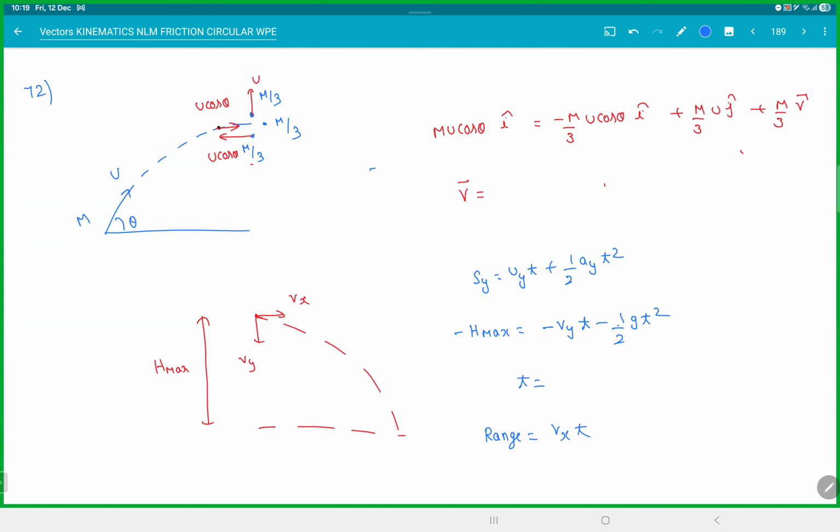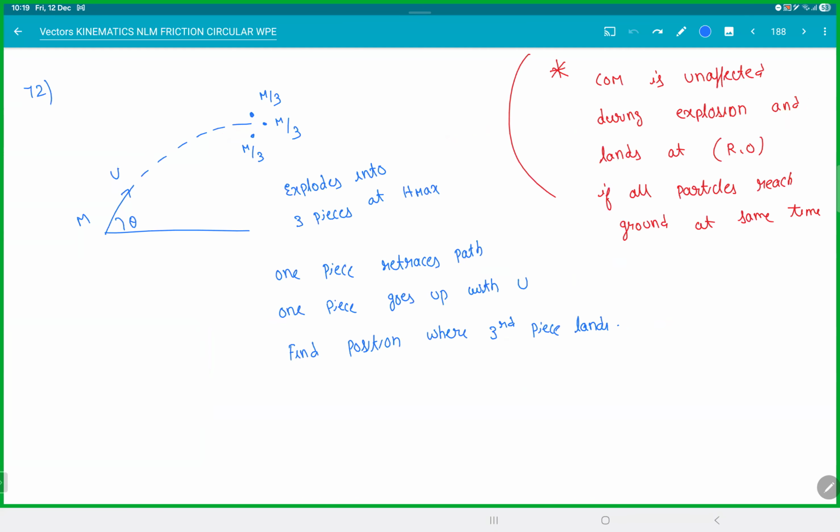But if the particles land on the ground at the same time, that is the easiest question. For example, a simpler version is this. It explodes into two pieces. One piece will retrace, one piece will go forward. Find where the second piece lands.